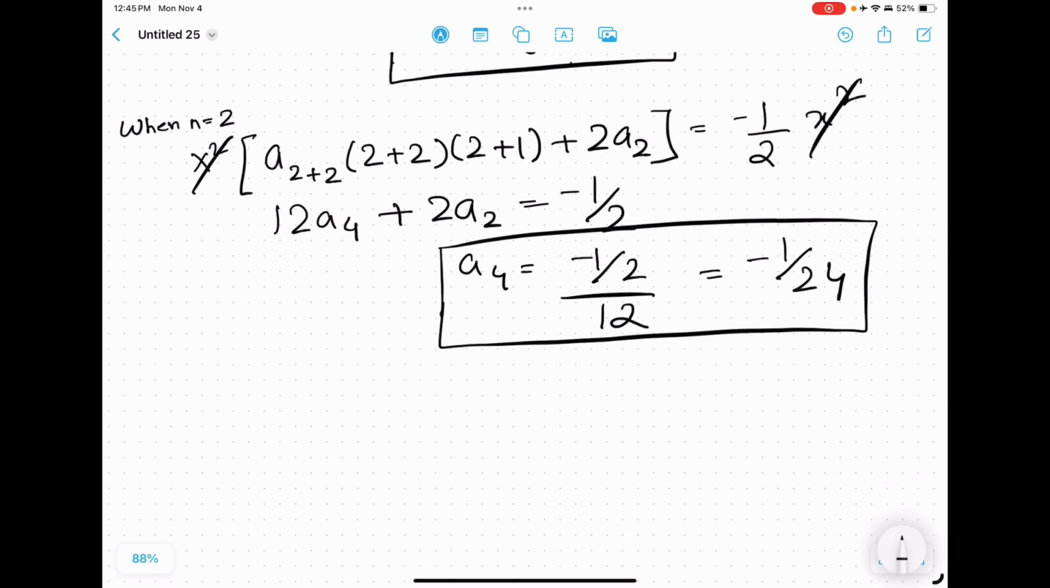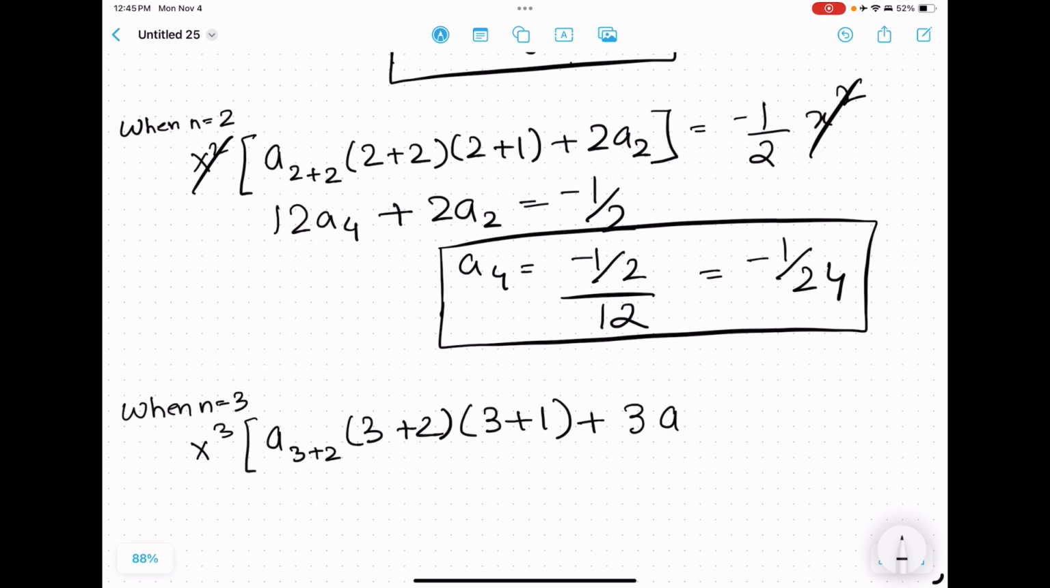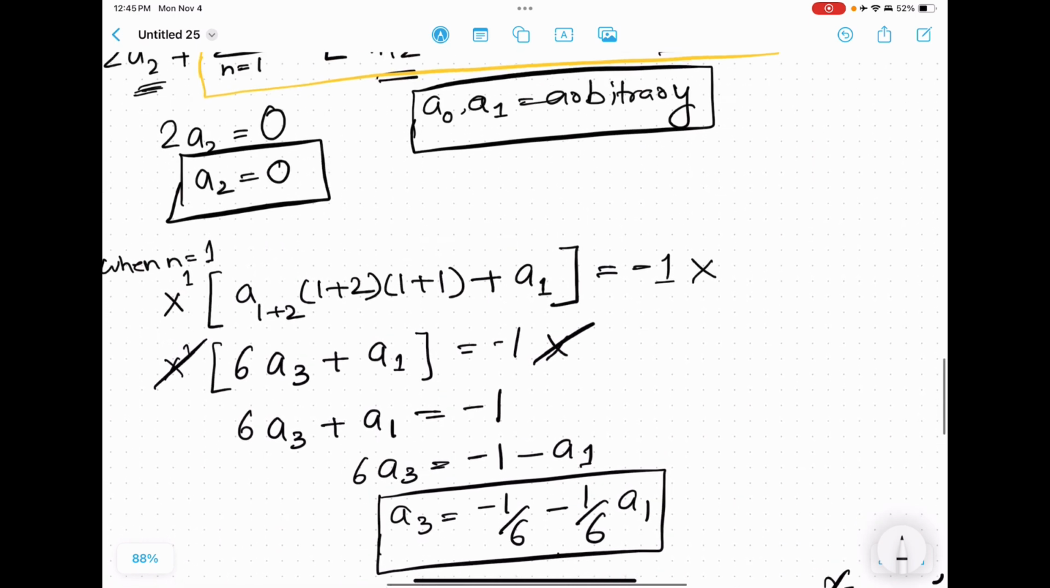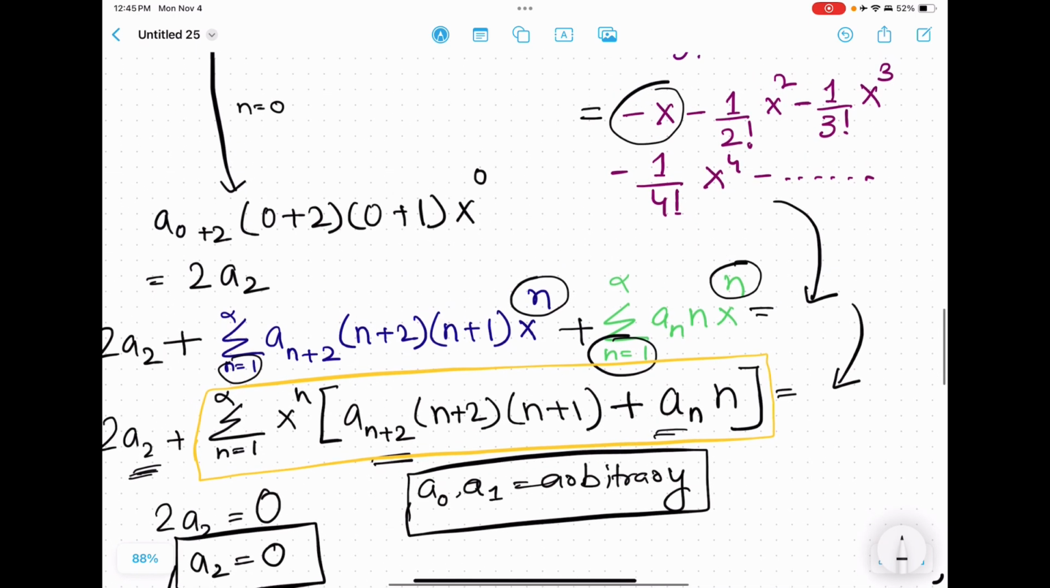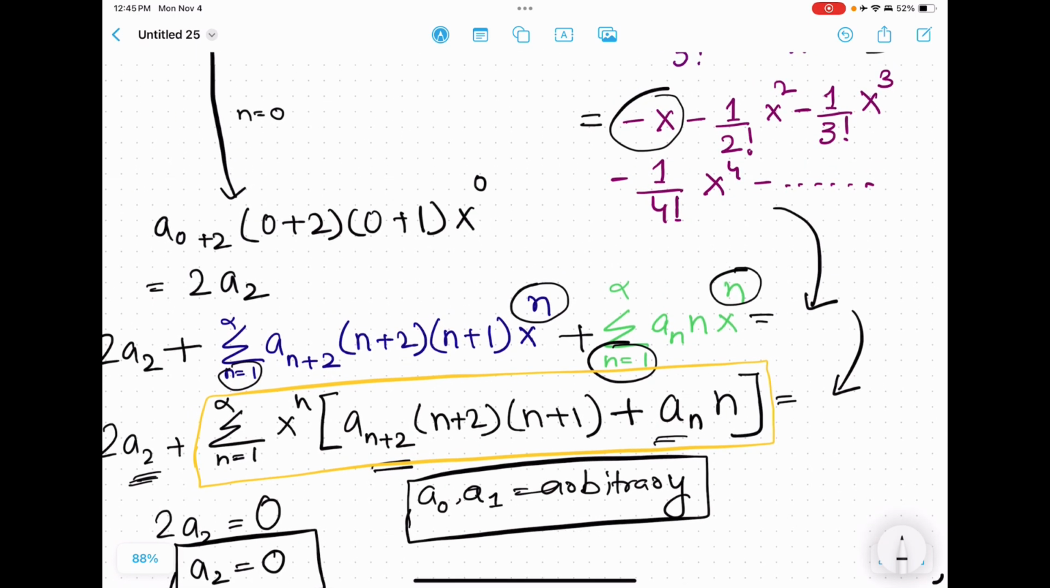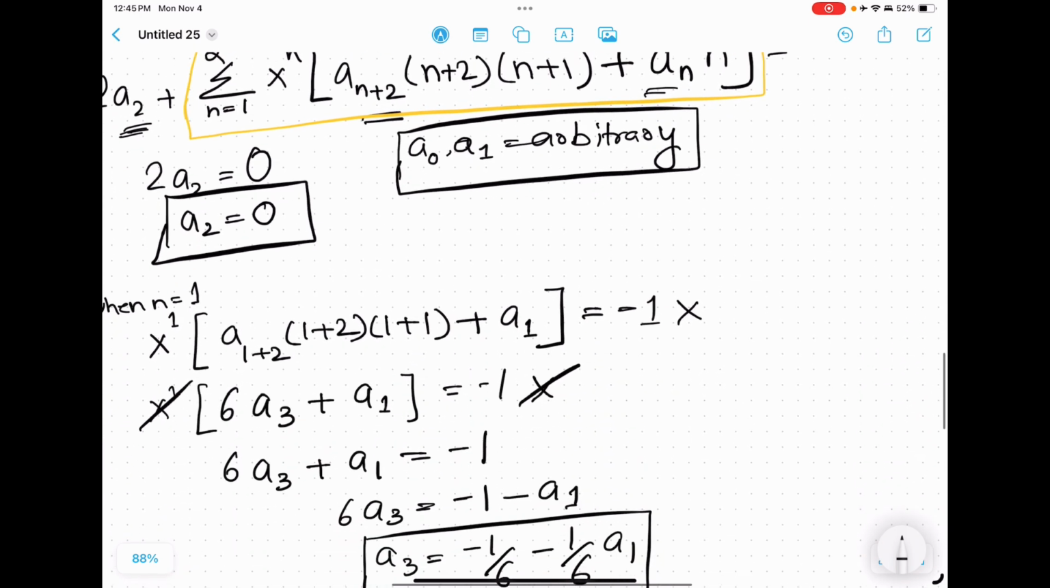Let's find a sub 5. When n is equal to 3, I have x cubed by a sub 3 plus 2 times 3 plus 2 times 3 plus 1, plus 3a sub 3. And if I look at what I have at my right, I have negative 1 by 3 factorial, which is negative 1 by 6.